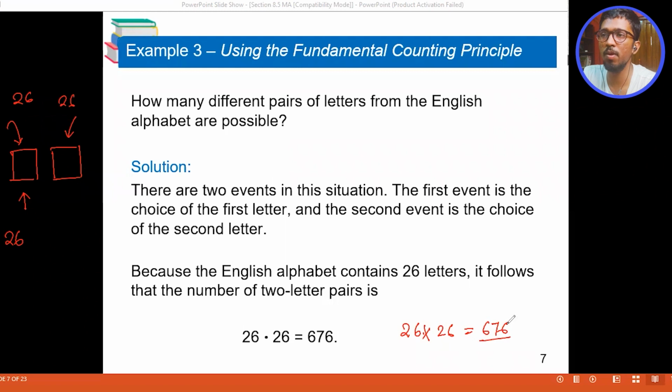Here again we are using the principle of counting to count the number of possible pairs of letters.